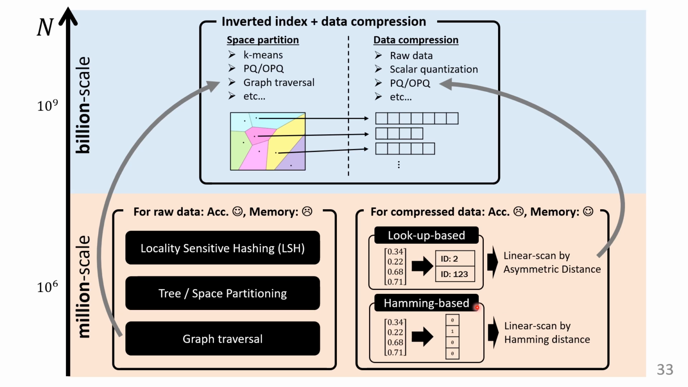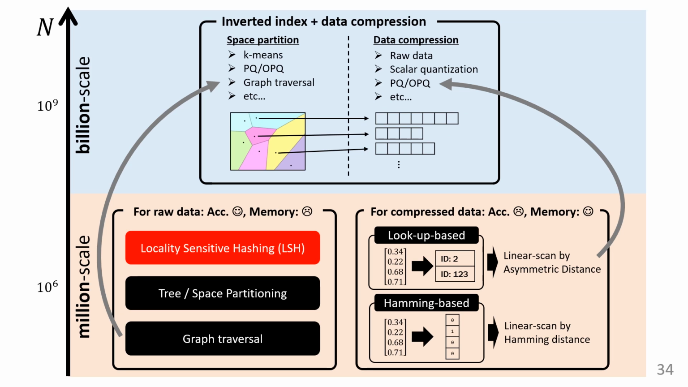And this right side one is a compression method. The original data are compressed into some short code. So the accuracy is not good, but it's very memory efficient. So these are two methods. Then for the billion scale method, the only way we can do is using inverted index plus data compression. First we divide the space into some small regions, and for each region, the items inside this region are stored as a posting list, like here, with the data compression scheme. So this is the only way we can do. Okay, I will introduce them one by one.